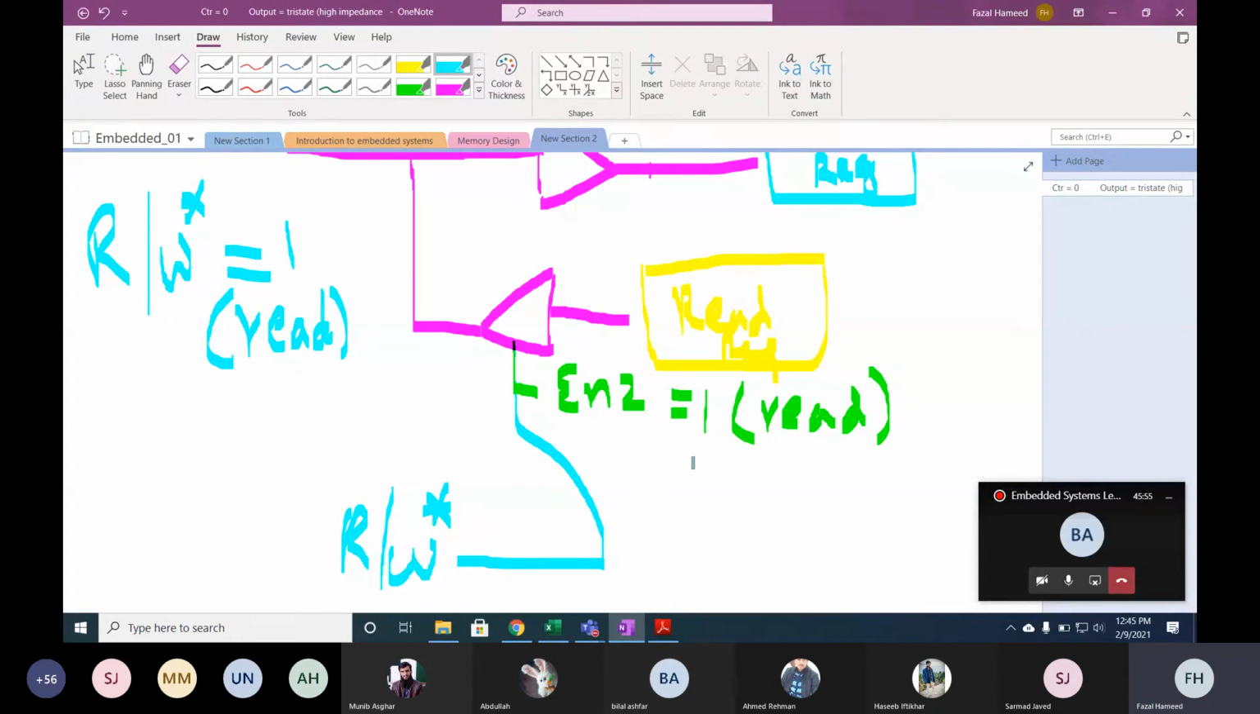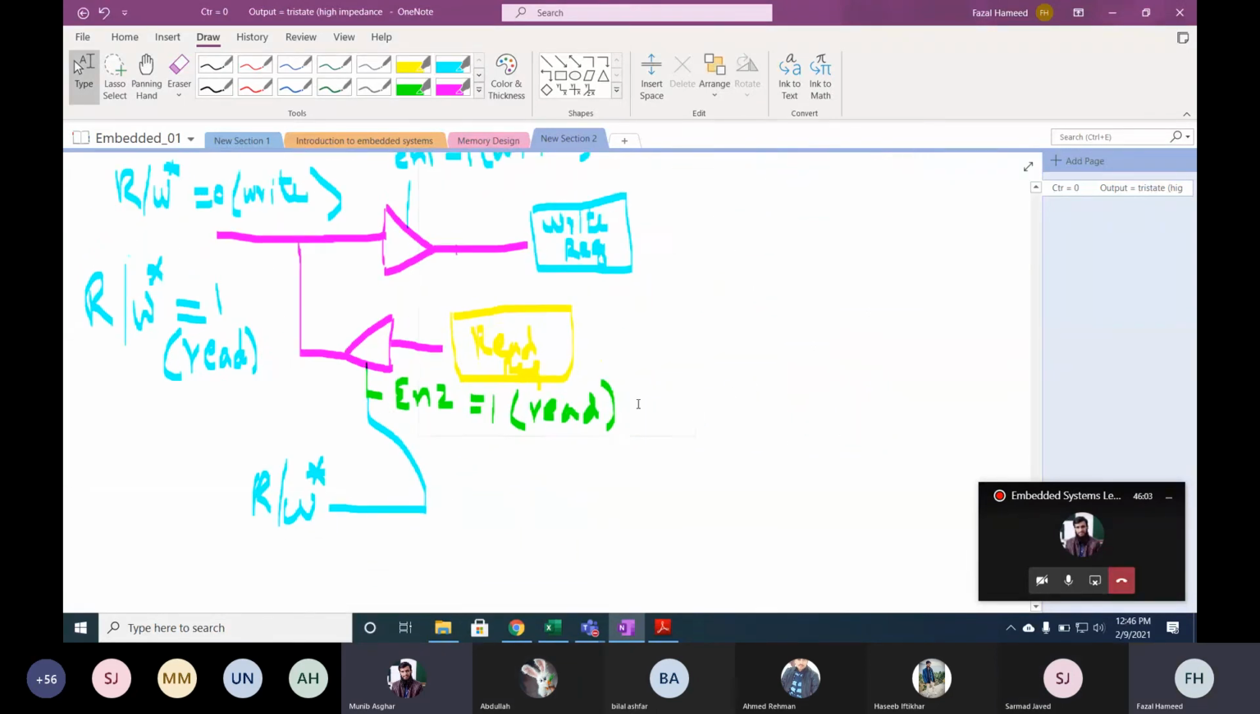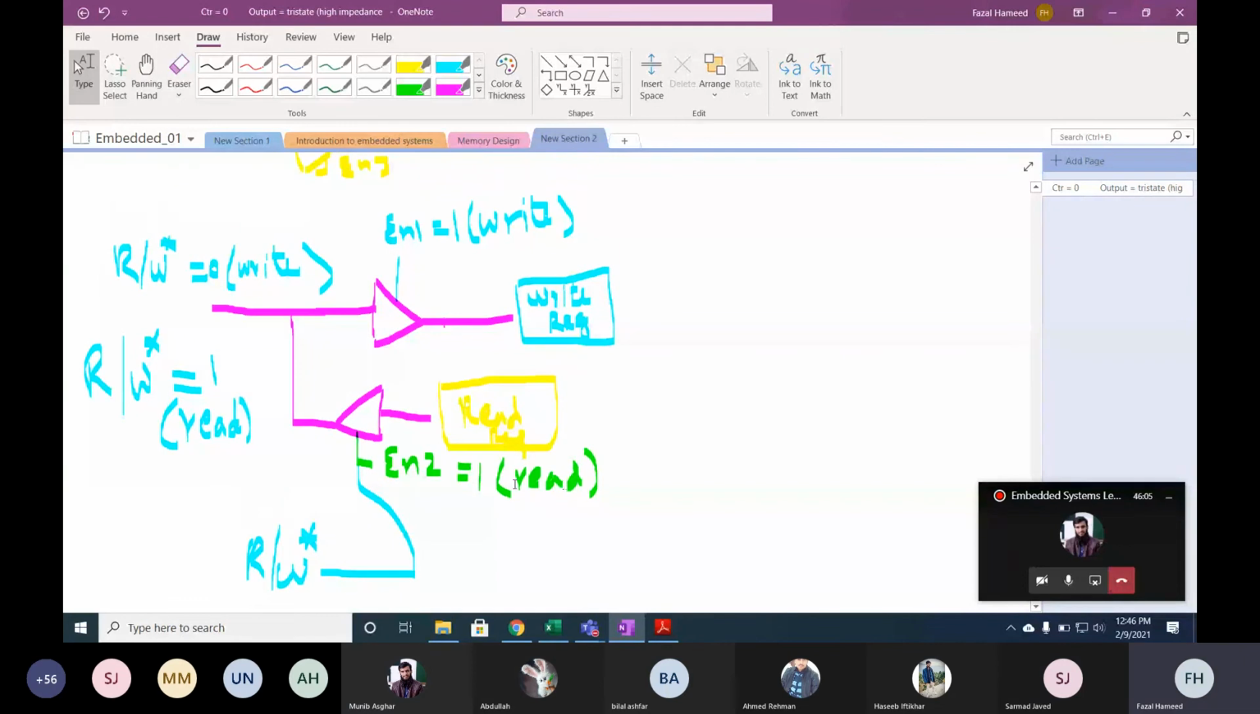Did you understand or not? Sir, a bit lower, please repeat, or zoom out a little. Okay, let me zoom out. When read write bar is equal to 1, enable 2 will be 1 and it will directly read the data. Did you not understand, beta?